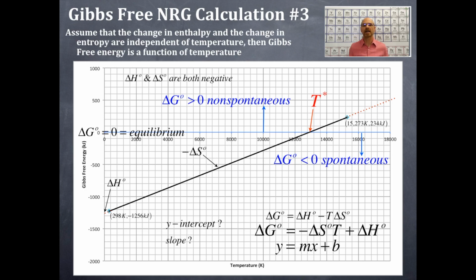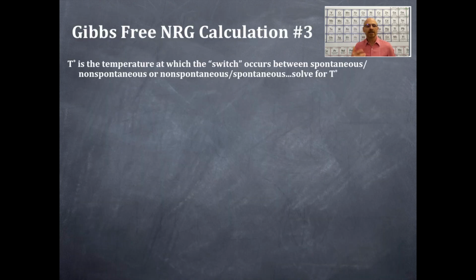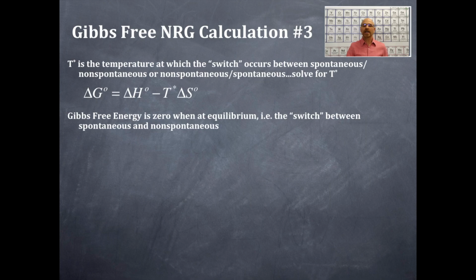So let's solve this mathematically. T star is the temperature at which the switch occurs between spontaneous and non-spontaneous, or non-spontaneous and spontaneous. So we're going to solve for T star. We've got our equation: delta G naught is equal to delta H minus T star delta S. We're going to rearrange this, knowing that when Gibbs free energy is 0, we're at equilibrium. That's when that switch occurs. So we're going to substitute in 0 for delta G.